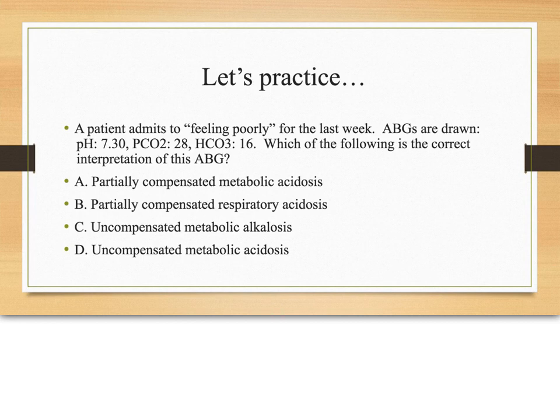So again, let's go back to our steps. The first step is to determine acidosis or alkalosis, and we do that by looking at pH. So our pH is 7.30, which is outside the normal range. Normal range is 7.35 to 7.45. So we know that we're talking about acidosis here because the pH is less than 7.35. That's step 1. Step 2 is to determine whether there is a respiratory cause for the acidosis or a metabolic cause. So let's start with respiratory.